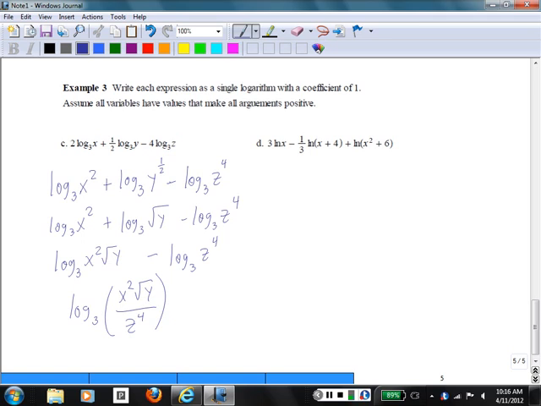Next one might be a little bit on the trickier side because there's a minus in front of the first two instead of a plus, but we'll cross that bridge when we get to it. The 3 and the 1/3 become exponents first of all. Natural log of x cubed minus the natural log of x plus 4 to the 1/3 power plus the natural log of x squared plus 6.